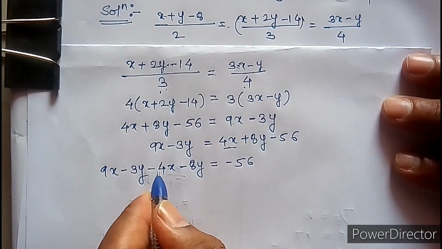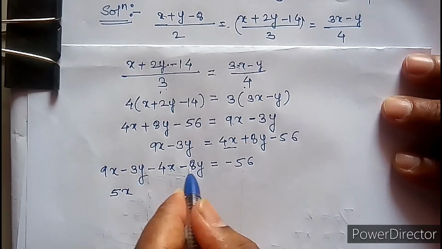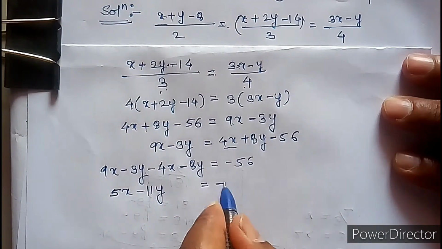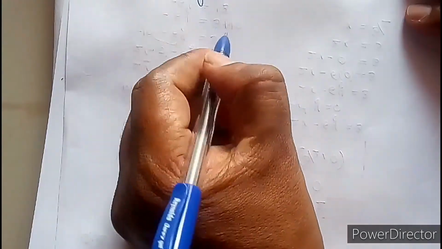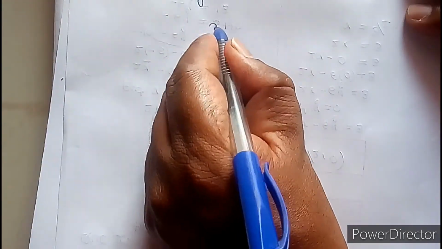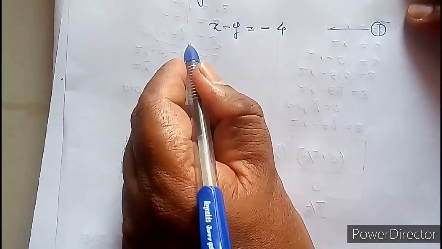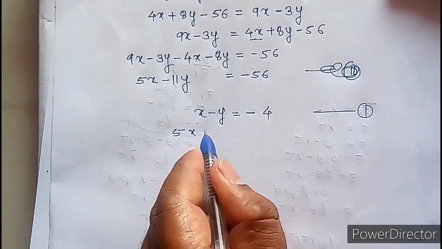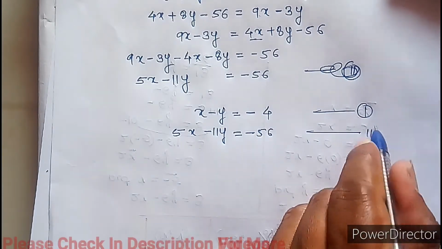Now here 9x minus 4x, that is 5x, minus 3y minus 8y, it becomes minus 11 of y equals to minus 56. Here we get equation first and equation 2, that is x minus y equals to minus 4, give it equation number 1, and this equation, that is 5x minus 11y equals to minus of 56, give it equation number 2.